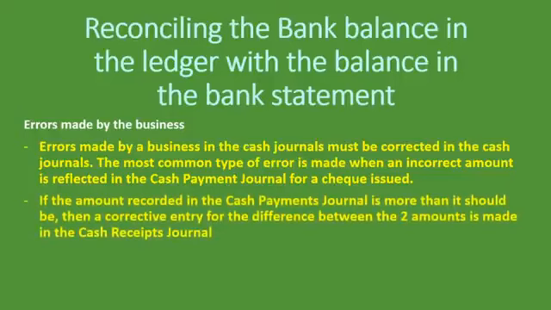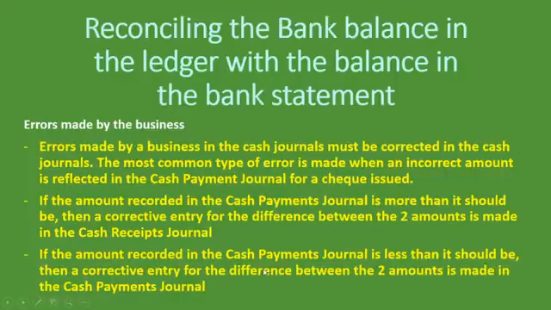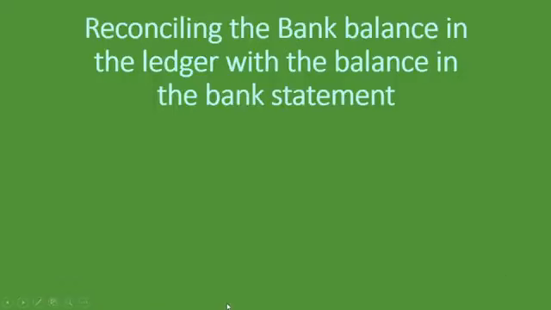If the amount recorded in the cash payments journal is more than it should be, then a corrective entry for the difference between the two amounts is made in the cash receipts journal. If the amount recorded in the cash payments journal is less than it should be, then a corrective entry for the difference between the two amounts is made in the cash payments journal.